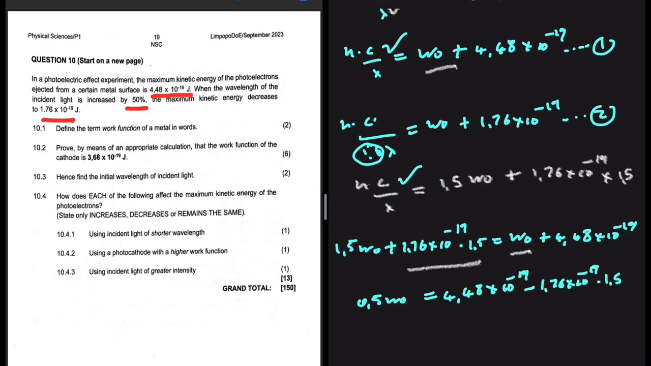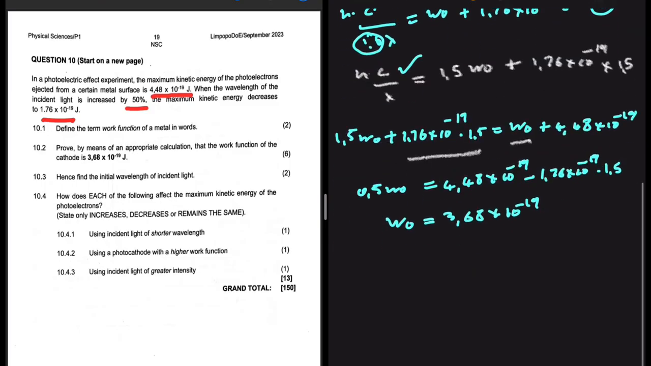We divide both sides by 0.5. Our work function is going to be equal to 3.68 times 10 to the minus 19. We are dividing both sides by 0.5. That is 10.2. Let's go ahead and look at 10.3.